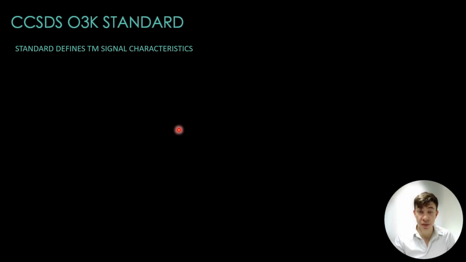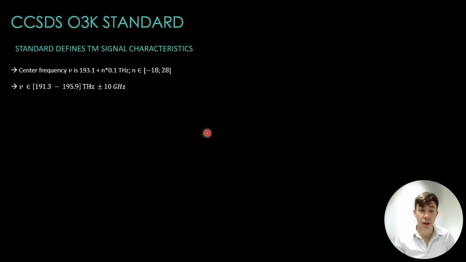The standard defines a specific frequency range for O3K transmission, varying from 191.3 to 195.9 terahertz, with a center frequency at 193.1. This translates to a wavelength range of 1530.33 nanometers to 1567.30 nanometers, aligning with the C-band in optical communications. A tight tolerance of ±10 GHz ensures minimal frequency deviation, critical for reliable communications.